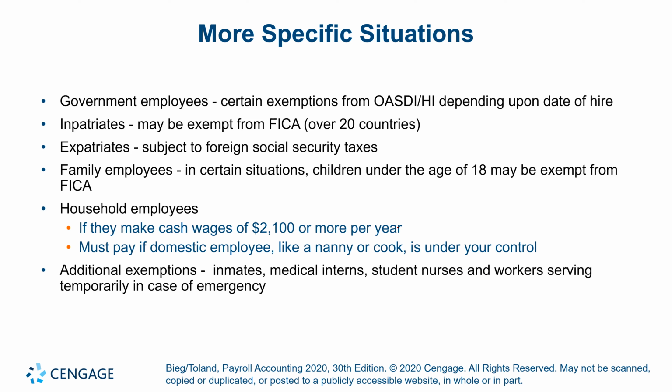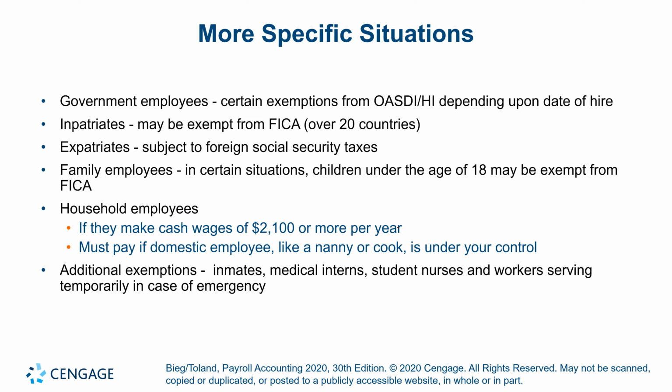Expatriates are subject to foreign Social Security tax. For family employees in certain situations, children under the age of 18 may be exempt from FICA. Household employees, if they make cash wages of $2,100 or more per year, are subject to FICA tax, and you must pay if a domestic employee like a nanny or cook is under your control. So if you have a nanny or a cook employed in your household, you do have to pay the FICA tax on those individuals.